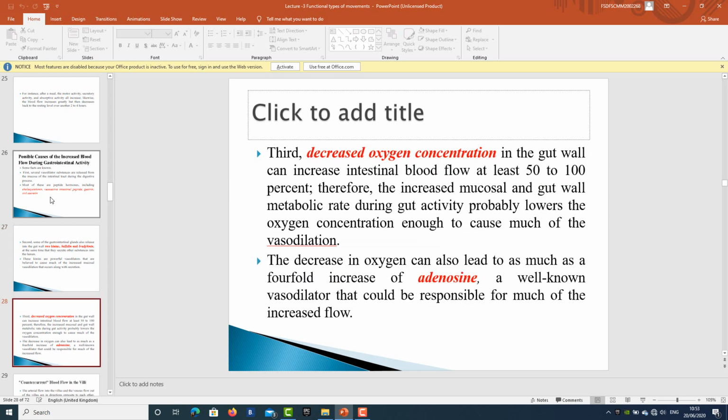Third, if there is a decrease in the oxygen concentration in the gut wall, it can increase the intestinal blood flow by at least 50 to 100%. Therefore, the increased mucosal and gut wall metabolic rate during gut activity probably lowers the oxygen concentration enough to cause much of the vasodilatation. The decrease in oxygen can also lead to as much as a four-fold increase of adenosine, a well-known vasodilator that could be responsible for much of the increased flow.